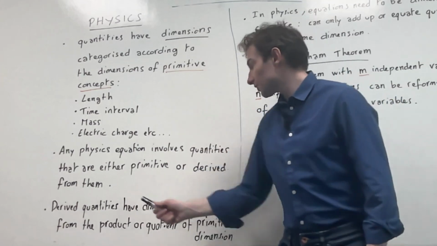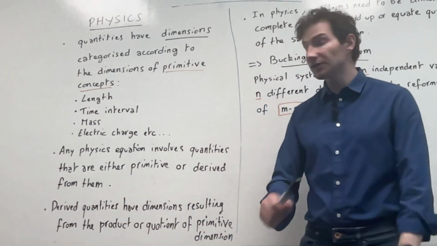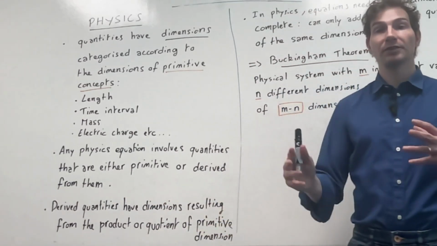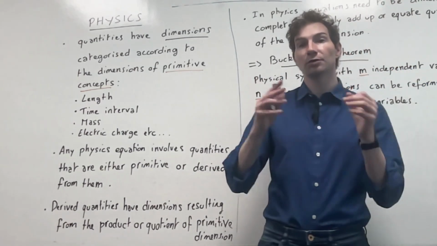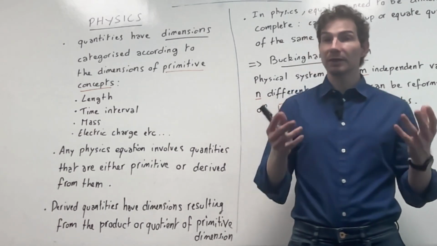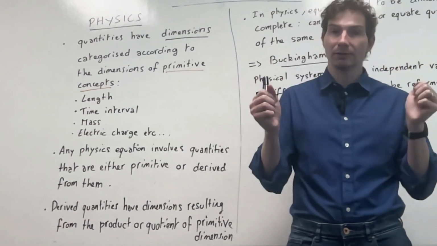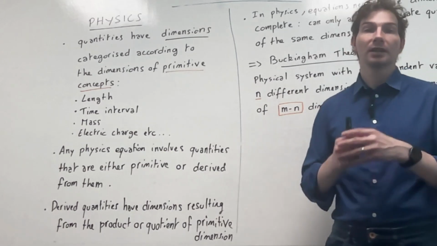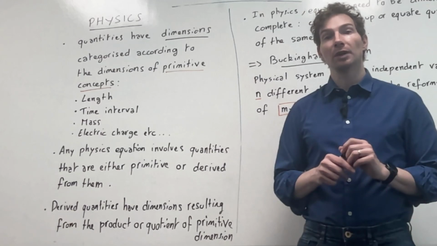Now, derived quantities have dimensions resulting only from the product or quotient of primitive dimensions. Okay, so the only way to form a new dimension from a previous one is essentially product and quotient. And what that means is that you can't create a new dimension by adding dimensions, for example. That's forbidden. So the only possibility is to take again the product or the quotient.